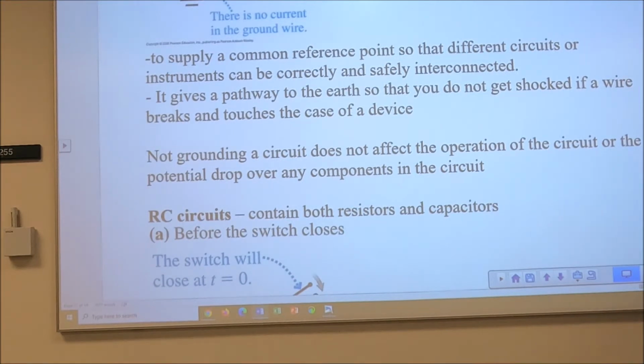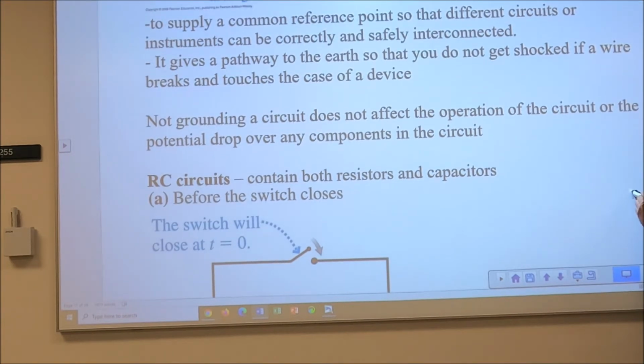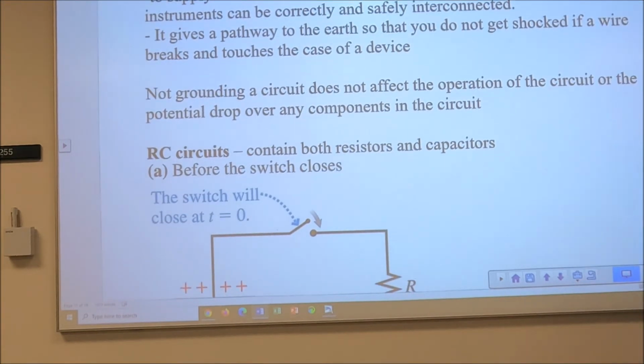Now, not grounding a circuit doesn't affect the operation of an individual circuit. The only time that grounding would affect the operation of a circuit is if you're hooking different circuits together and you want to make sure that you're not getting feedback through a circuit in a direction you don't want it to go. But it will not change the drop of the potential across the circuit component.